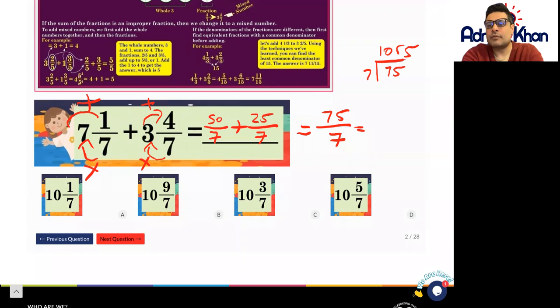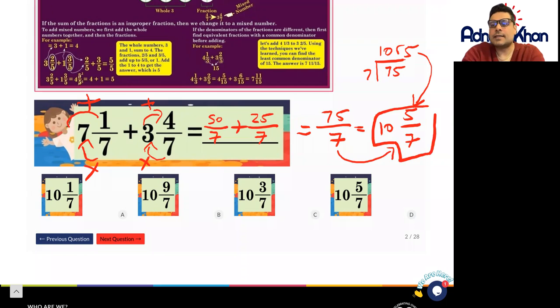So 7 goes into 75 10 times. The remainder, which is here, goes at the top, which is 5. And the bottom number, 7, stays the same. So our answer here is 10 5 over 7. Option D is going to be our right answer.